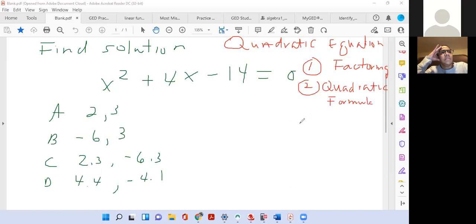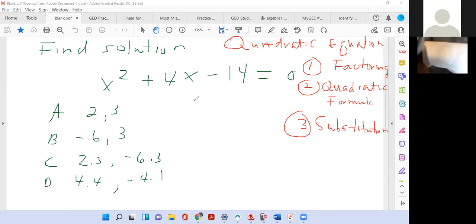And the third possible way is the most important way, because a lot of times on the GED, the HiSET and TASC, it may be the easiest way. And that's just substitution. So the first thing I'm going to look at is a quadratic equation.